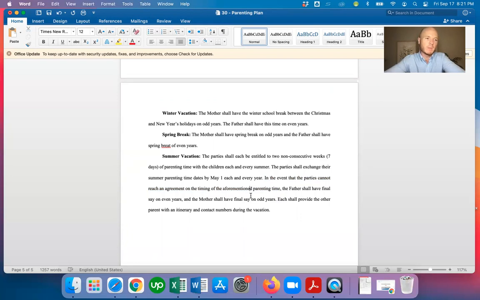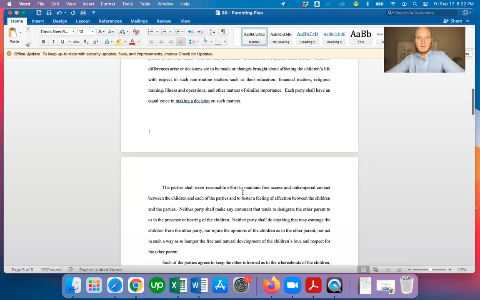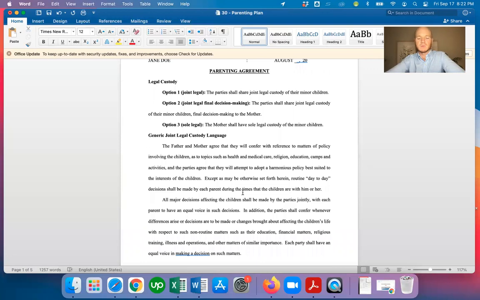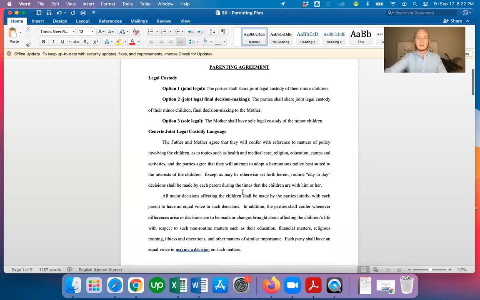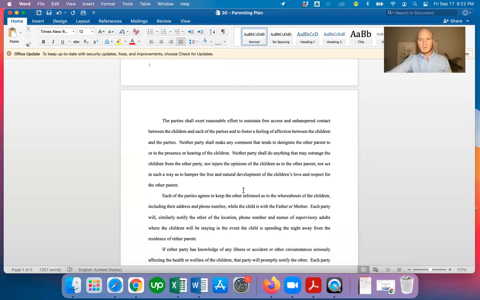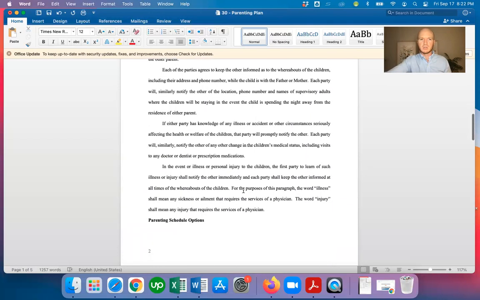You want to minimize the likelihood of folks having to come back and modify this stuff. And then alternating final say on vacation is important because it eliminates any ambiguity. So that's really the basics of a parenting plan. This can be tailored to an individual family's needs. Some people may need more details in here on how to deal with certain legal custody issues. But these are the basics that you really want in your standard parenting plan.